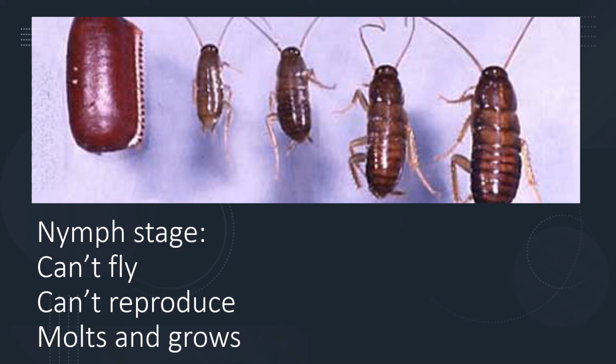The nymph stage is different from the adult stage because nymphs can't fly, adults can fly. So nymphs don't have wings like adult insects do. And of course, nymphs can't reproduce, but adults can reproduce. Nymphs molt and grow. As you know, molting is when the insect removes its hard exoskeleton because it's too small, and then it grows a new, bigger one. So for example, here we have about 3 nymph stages before it becomes an adult. So every time the nymph wants to grow, it has to molt.